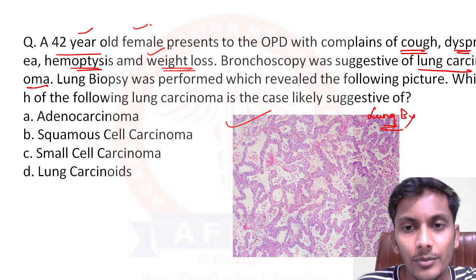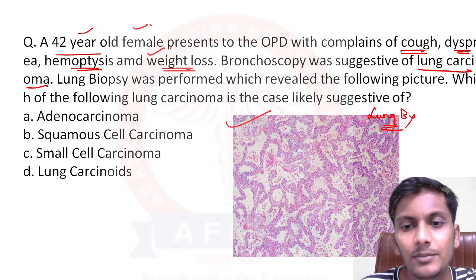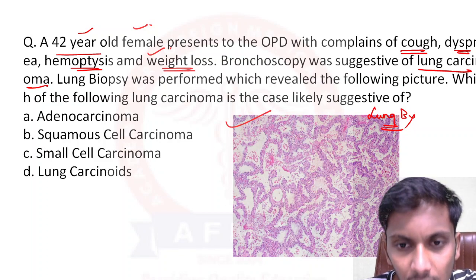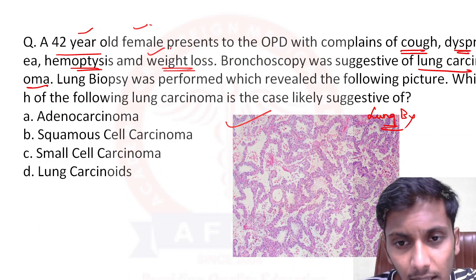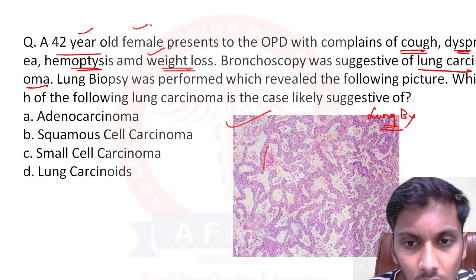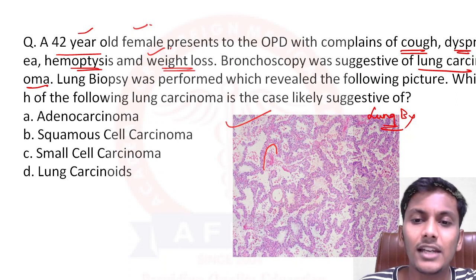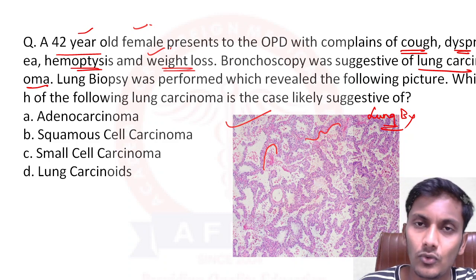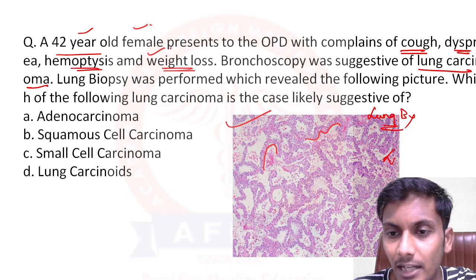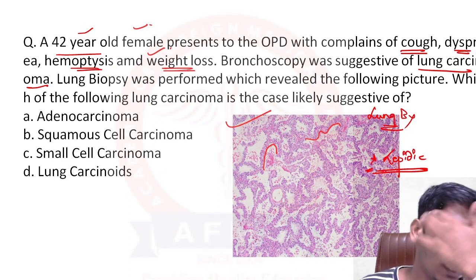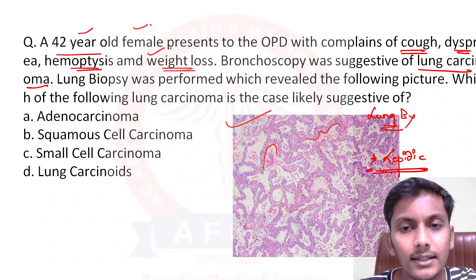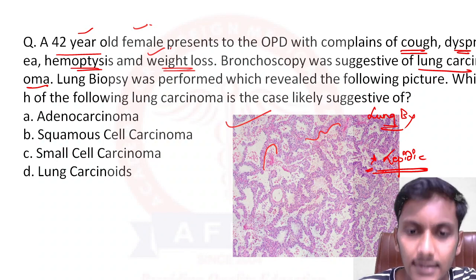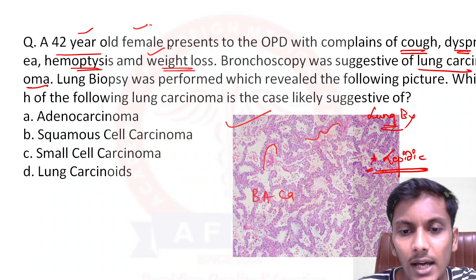Lung biopsy was performed, which revealed the following picture. And what is this picture revealing? Please remember, the malignancy is only growing along the mucosa. There is no invasion seen, there is no breach in the underlying tissue seen. That means it is growing in a lipidic fashion. There is lipidic growth seen. So this is a classical example of adenocarcinoma in situ, also known as bronchoalveolar carcinoma.